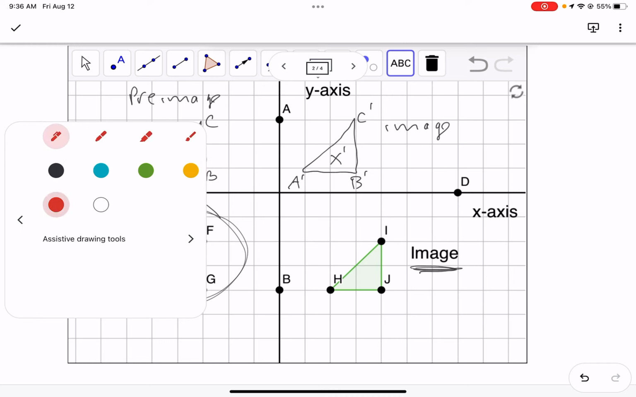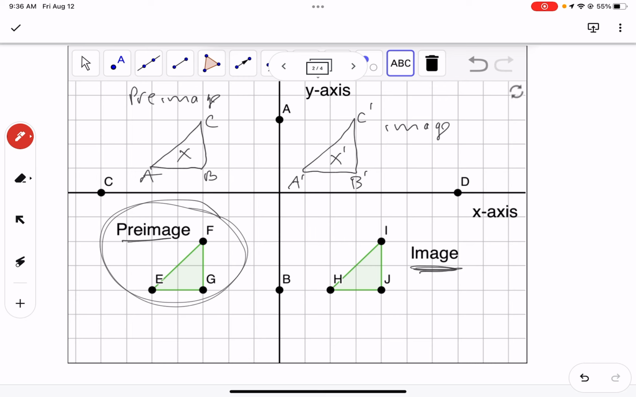The other thing to keep in mind is what we call mapping. If a figure can map onto another figure, then you know that it was a rigid transformation, because it would mean that there's no overlap and there's no gap. So A maps directly onto A prime, point B maps directly onto B prime, and C maps directly onto C prime. They're still the same shape, just moved.